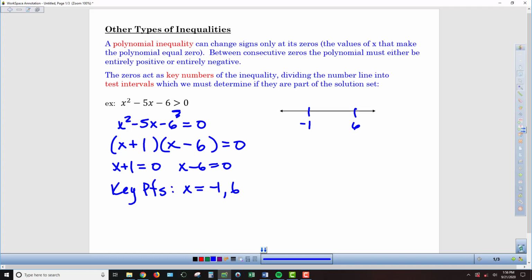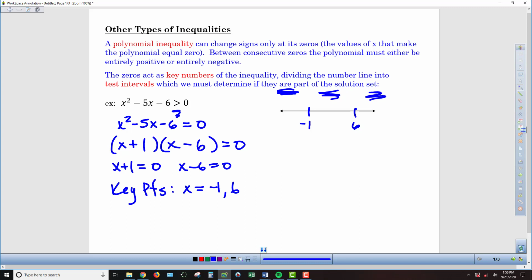And so with those 2 points, I essentially have 3 regions in my number line. I've got what's going on over here, smaller than -1. I've got this middle section here between -1 and 6, and then I have everything that's greater than 6. So I have 3 separate regions. So I'm going to have to test to see whether the points work or don't work in my inequality in each of those regions. And so I'm just going to do that by picking a number and testing it.